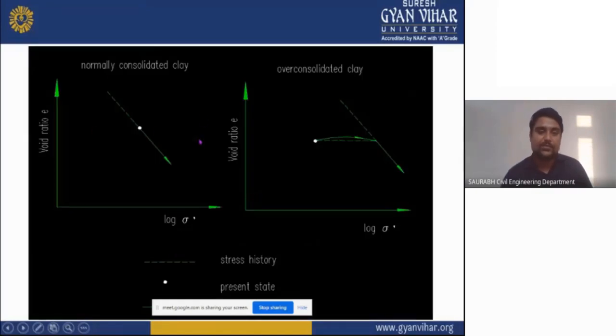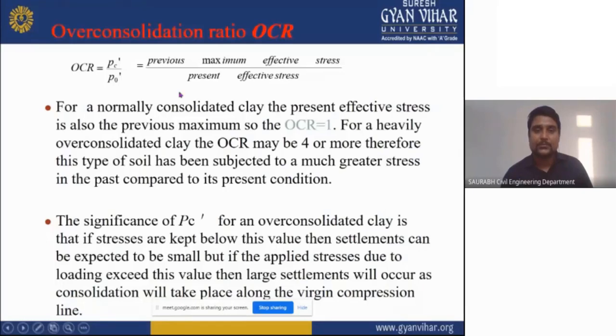Now this is the graph which you can see here. This is void ratio and this is log sigma, and this is for the normally consolidated plane, and this is for the over consolidated plane. These graphs are very important, which you need to remember. Now we will see the over consolidation ratio and OCR.